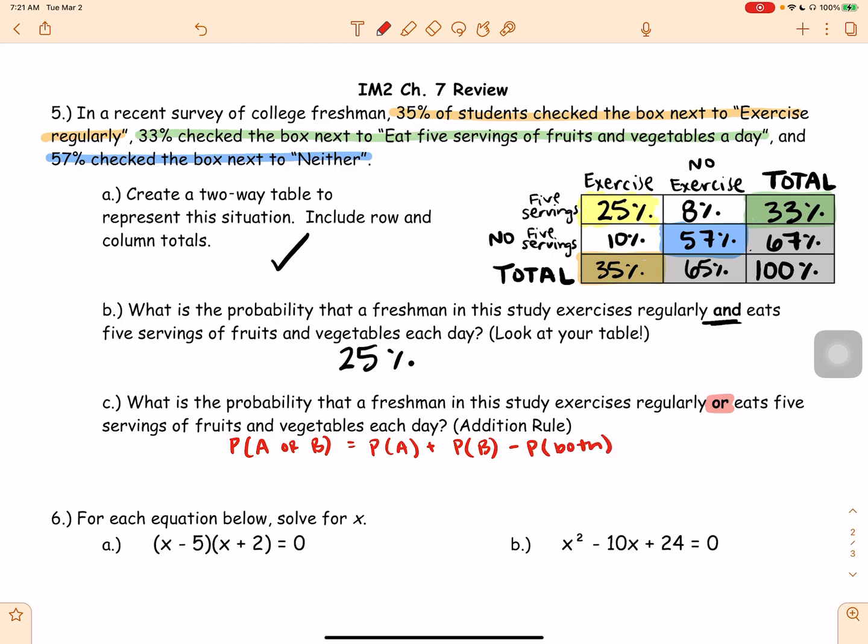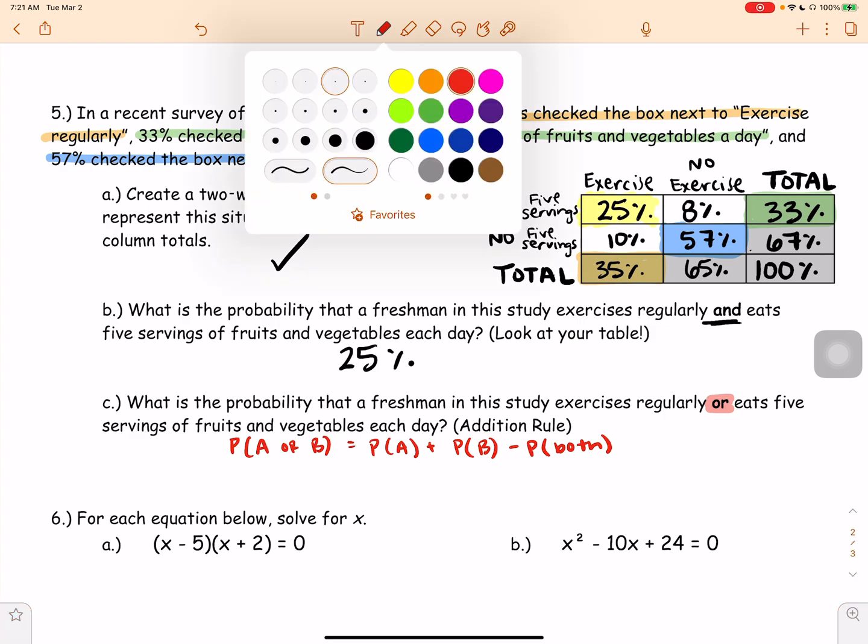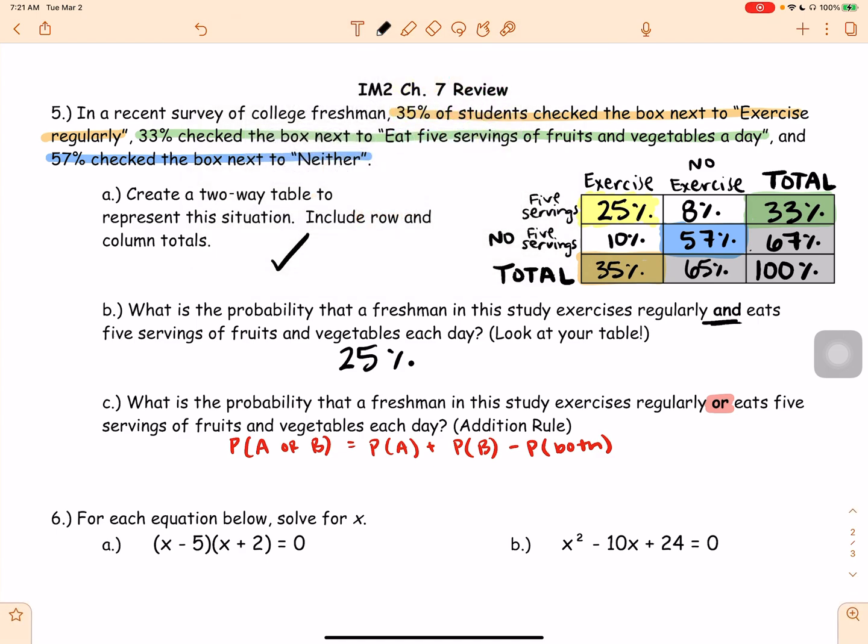Okay? This one's nice because we already have everything in percentages, so you don't have to worry about writing anything as a fraction. They're already in percent, so that's perfect. So here we know we want to find the probability of exercises regularly or eats their 5 servings every day.